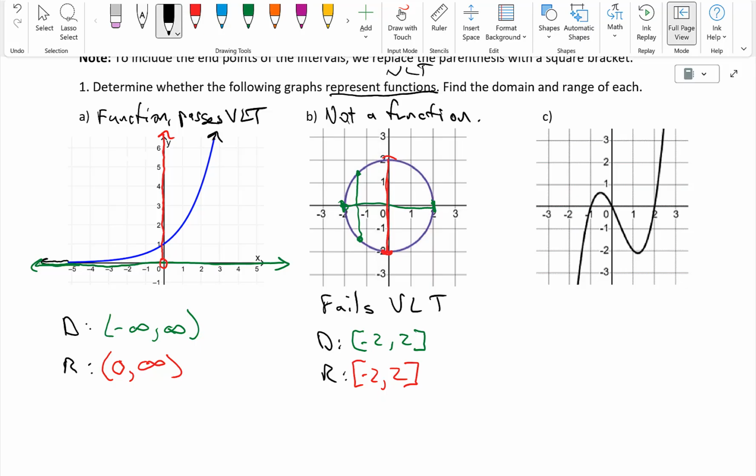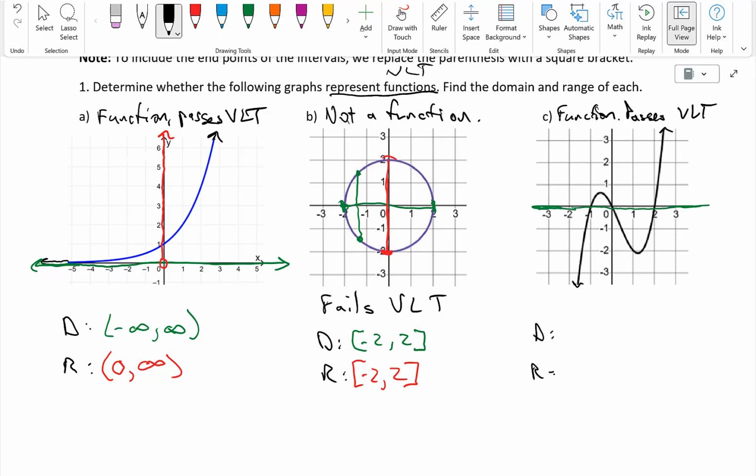For C, we've got a function. This one again passes the vertical line test. You can see it extends up and to the right, down and to the left forever. So if we're thinking domain values, very clearly from like -2 to 2 on here, but then it also goes forever out to the right as that graph keeps extending up and right, and forever to the left as that graph keeps extending down and to the left.